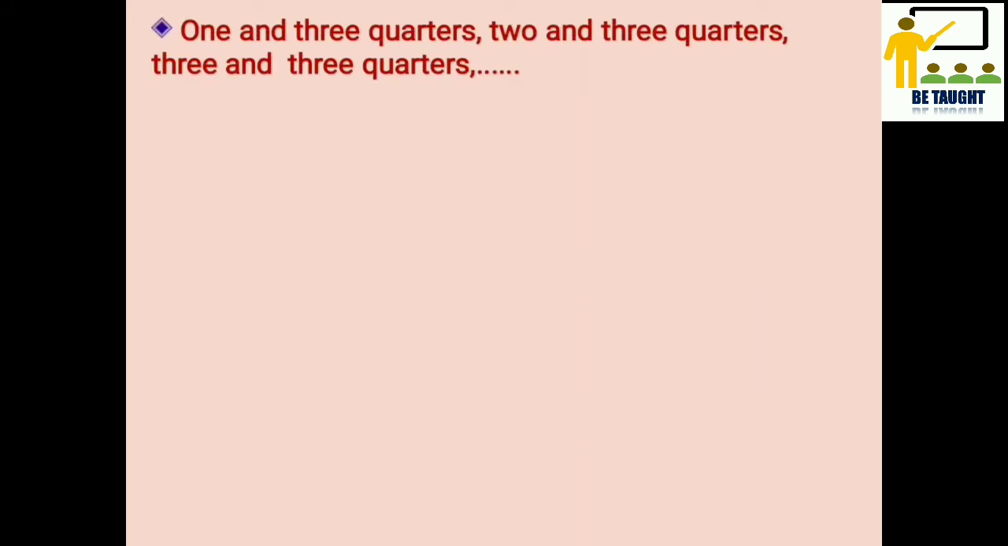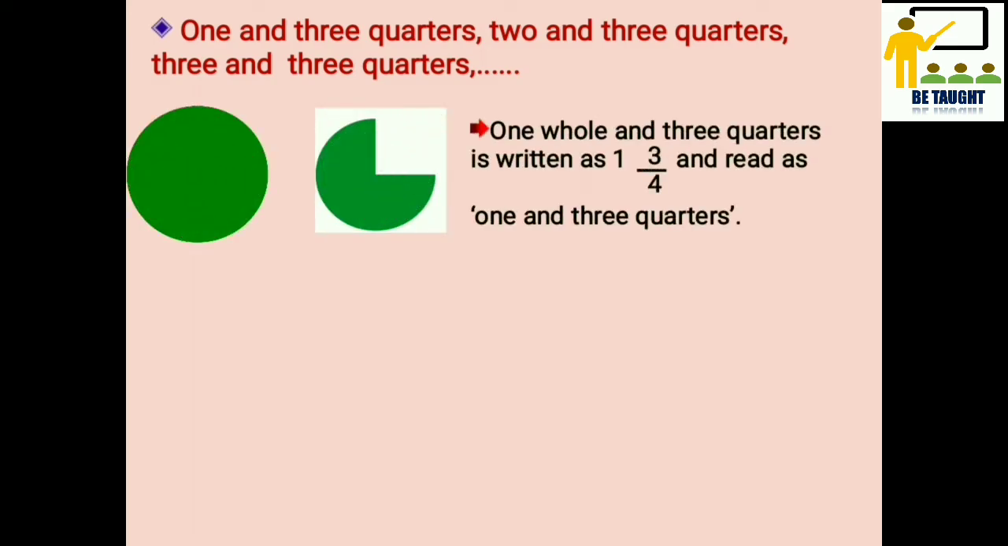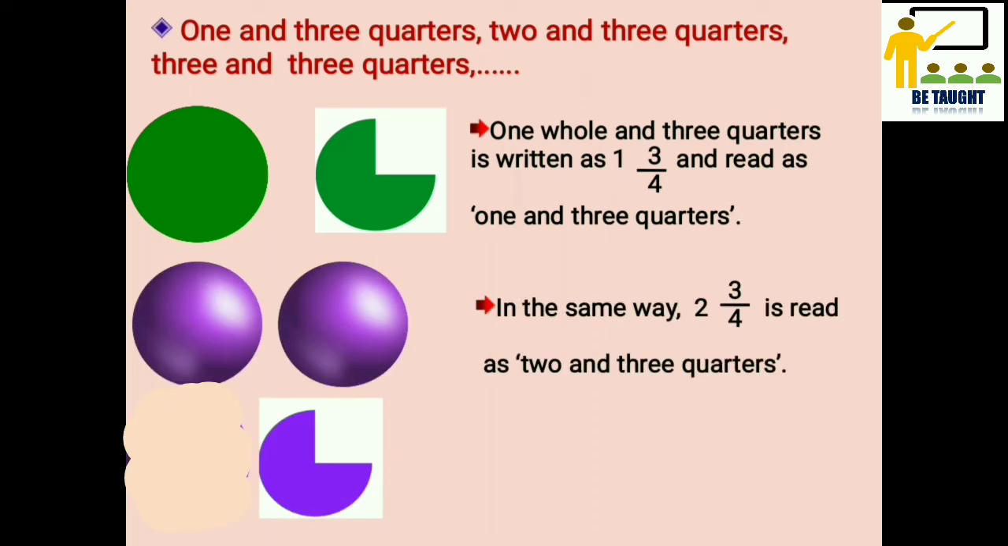1 3/4, 2 3/4, 3 3/4 and so on. So 1 whole and 3/4 is written as 1 3 upon 4 and is read as 1 and three quarters, as you can see in the picture over there. In the same way, 2 3 upon 4 is read as 2 and three quarters and 4 3 upon 4 is read as 4 and three quarters.